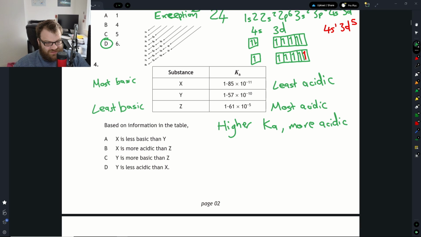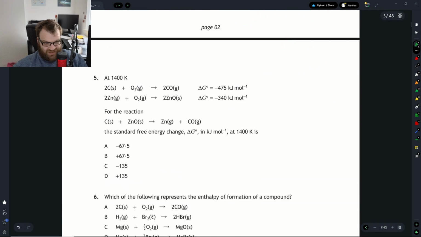In our options, X is less basic than Y. That's incorrect. X is more acidic than Z. Also incorrect. Y is more basic than Z. Sounds good to me. Y is less acidic than X is incorrect. The higher the Ka, the more acidic it will be.